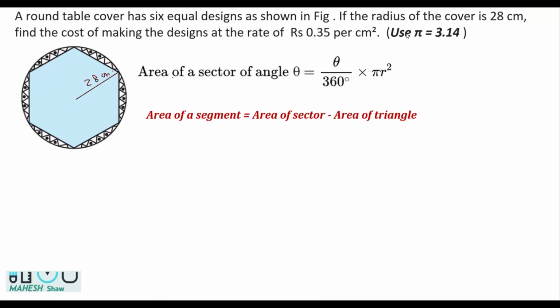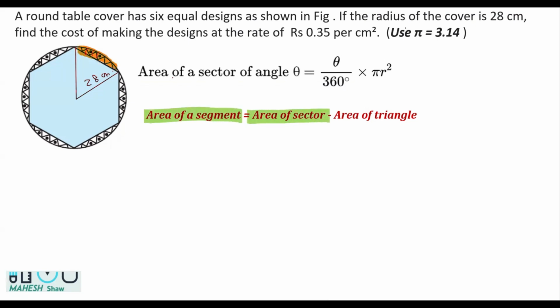Now the design, let's say if I talk about the design here, which is in the shape of a segment, as you can see in the figure, this segment is the design, and as you can see, there are 6 of them, right? So first we'll find the area of one segment, and from that we'll multiply by 6 to get the area of all the designs. As you can see this segment, let me color it once again, this segment.